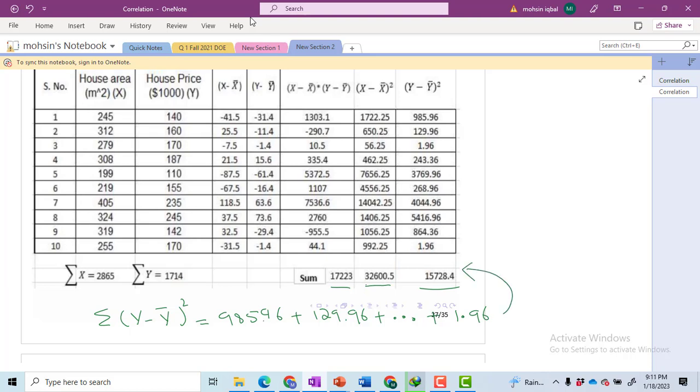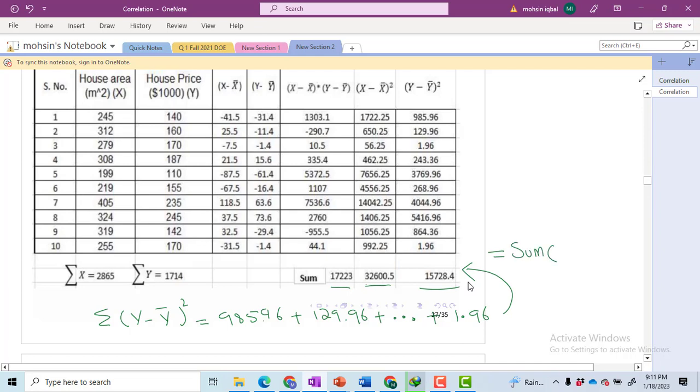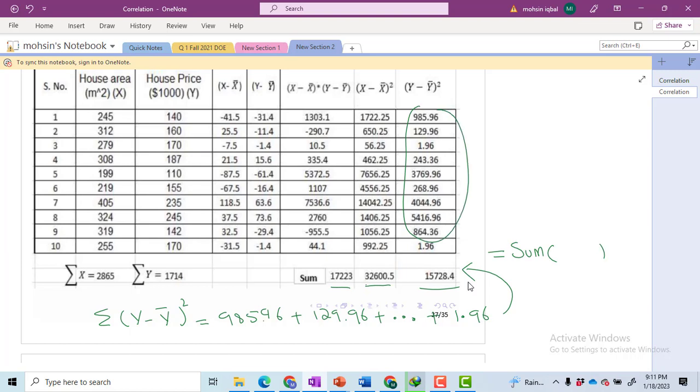However, in the calculator, please insert all those values. If you are doing it in Excel, then the command is equal to SUM, insert the bracket, select this whole column in Excel, close the bracket and then press enter. You will get this answer, 15,728.4.